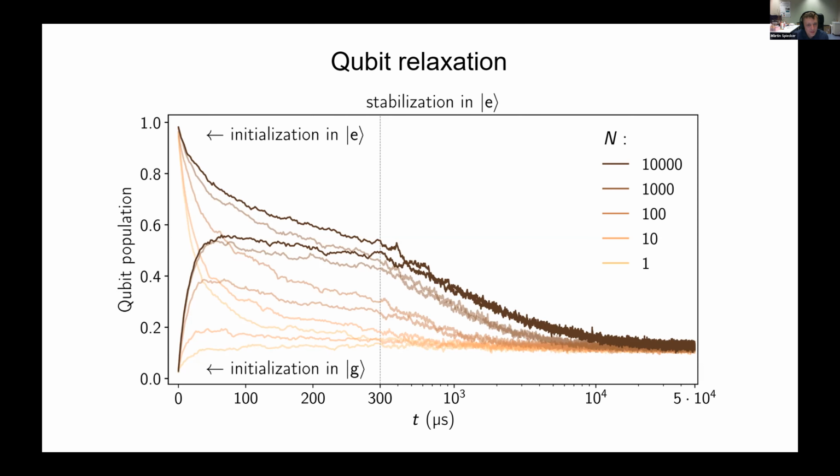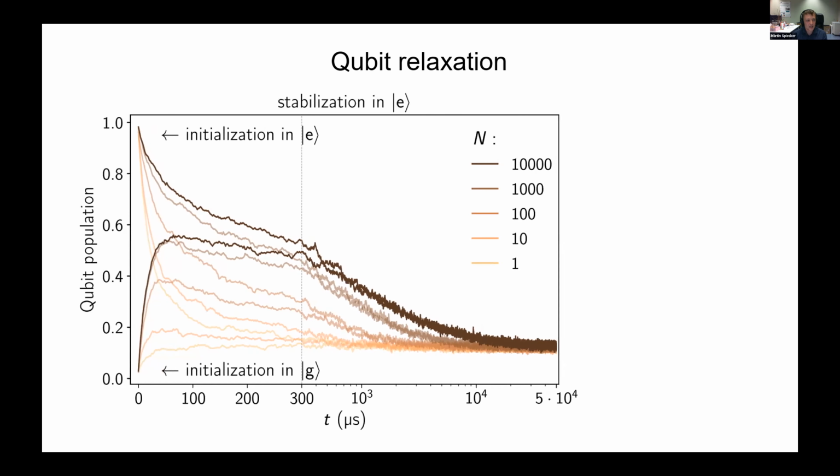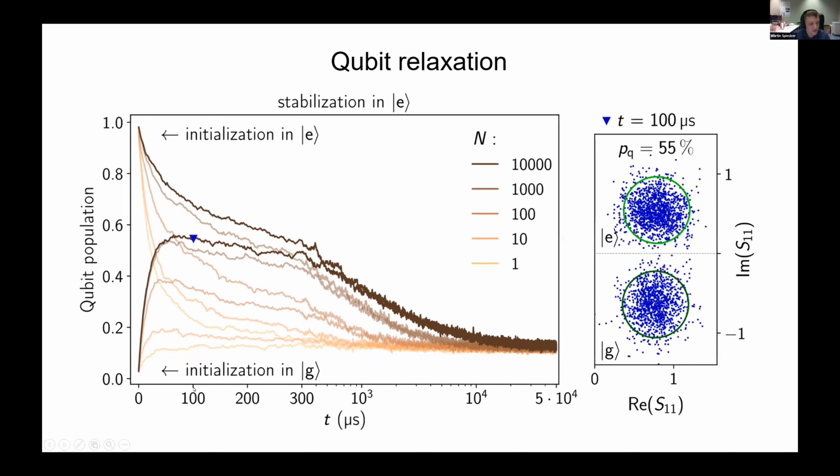So let's maybe briefly check that this is not an artifact. Here after 100 microseconds, we can clearly see on the right plot that we measure the qubit more often at the top, in the excited state.